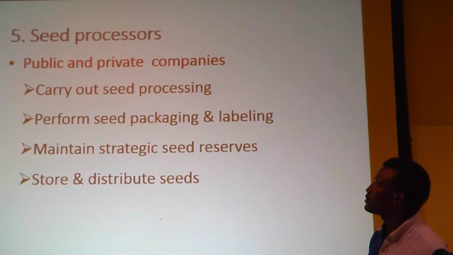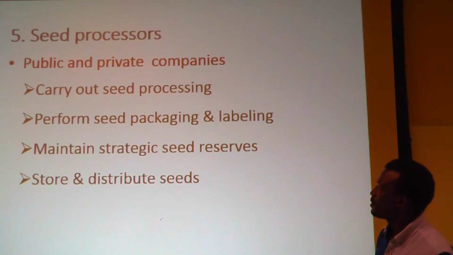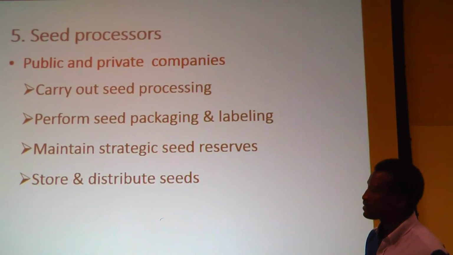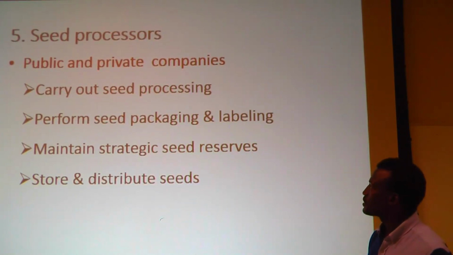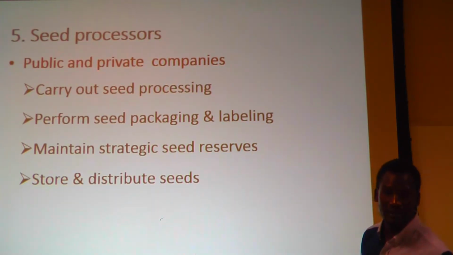Number 5 is seed processors. Again, this is a shared activity between public and private, so government can do this, or private companies can also do this. They carry out seed processing. This is now from after harvesting.